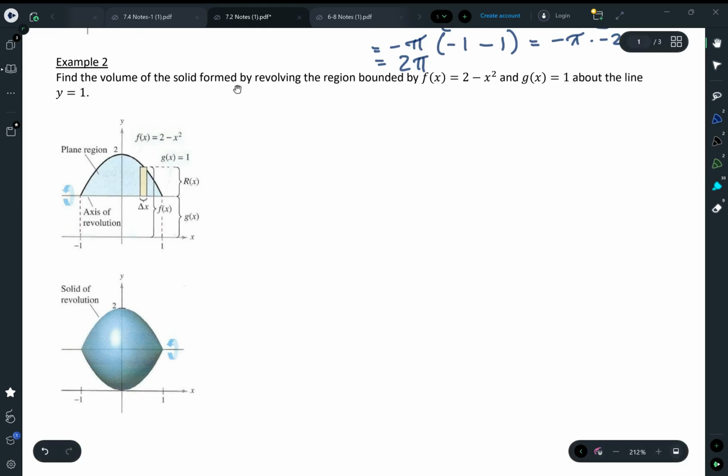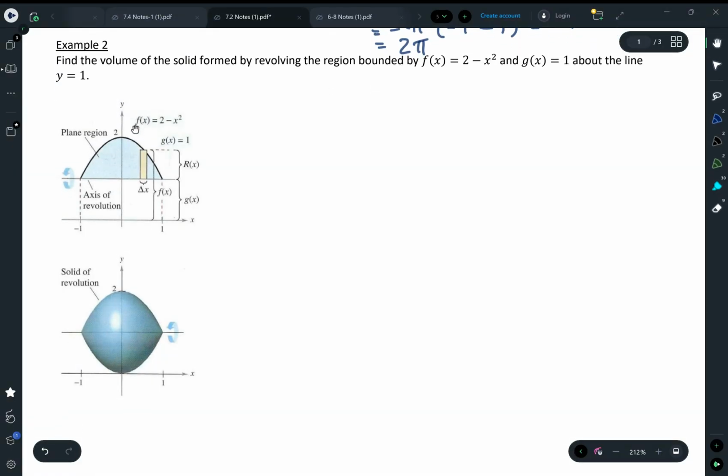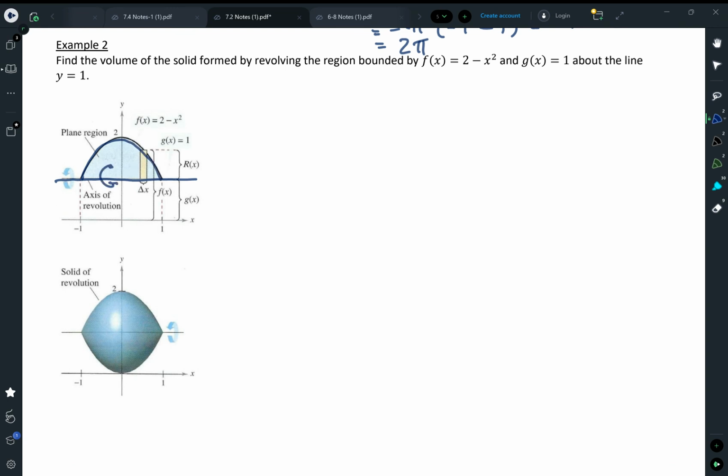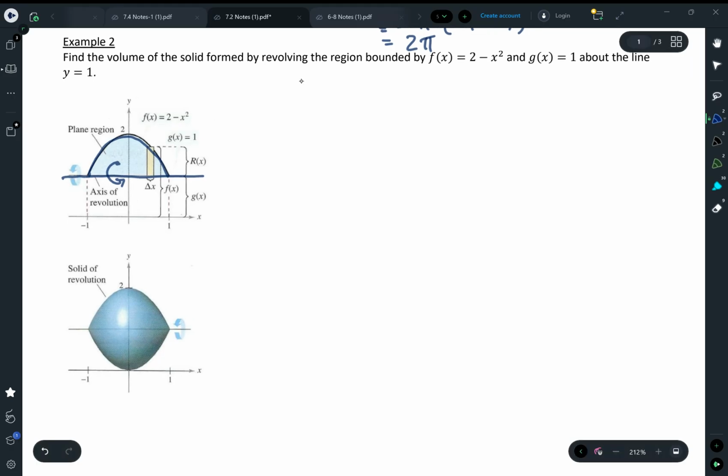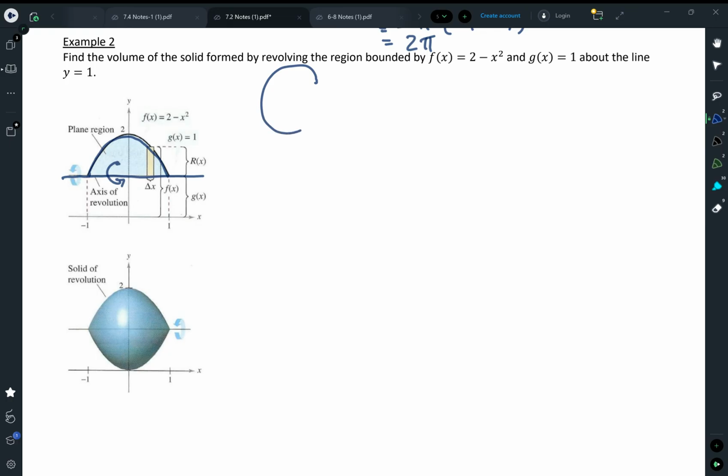It says find the volume of a shape formed by revolving this region. So here's my region here, bounded by f of x and g of x equals 1. G of x equals 1 is this line right here. So we're looking at basically this shape right here, and we're revolving it around the line y equals 1. So it makes an even weirder looking football kind of shape this time, but my cross section is still a circle, right? I still have a disc. And the trickier part now is, what the heck is my radius?